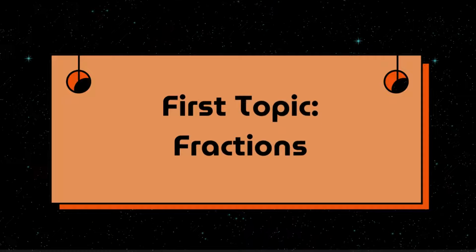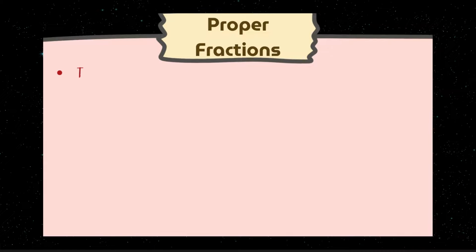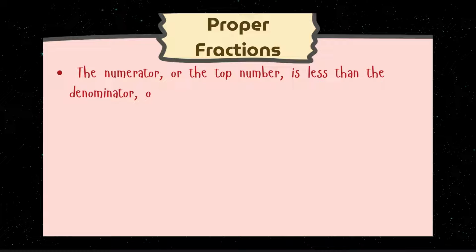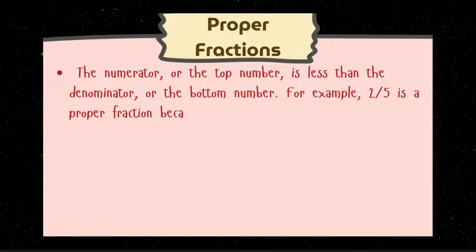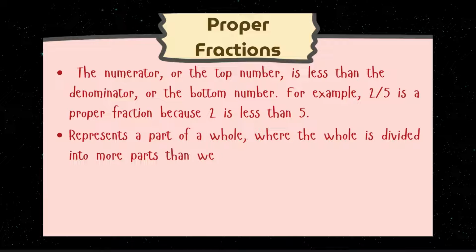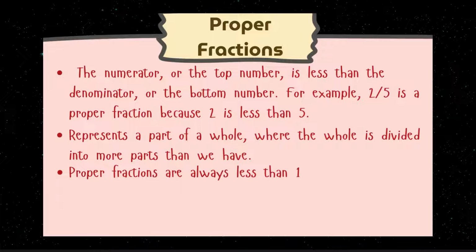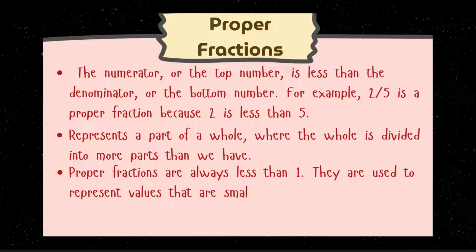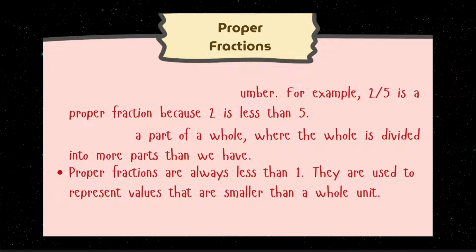Let's start with proper fractions. A proper fraction is a fraction where the numerator, or the top number, is less than the denominator, or the bottom number. For example, 2/5 is a proper fraction because 2 is less than 5. This represents a part of a whole, where the whole is divided into more parts than we have. Proper fractions are always less than 1. They are used to represent values that are smaller than a whole unit.